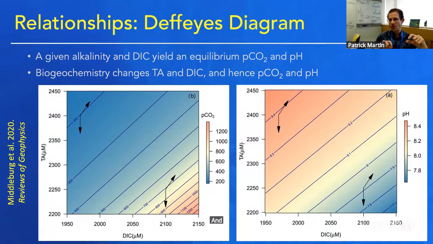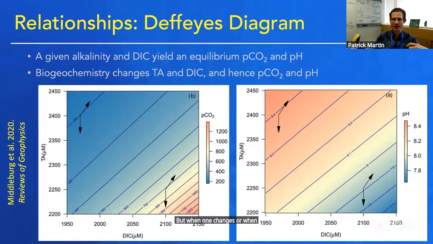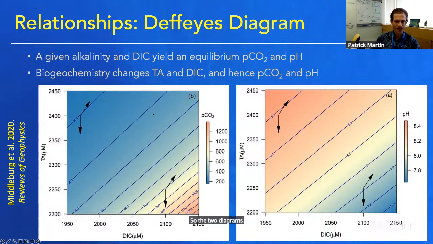TA and DIC concentration can to some extent vary independently of each other, but when one changes, or when both of these change, they affect also the pH and the PCO2. So the two diagrams in the background here, on the left diagram, the contours show you the PCO2, and on the right diagram, the contours show you the pH. And for any combination of TA and DIC, you will have an equilibrium value resulting for PCO2 and for pH.